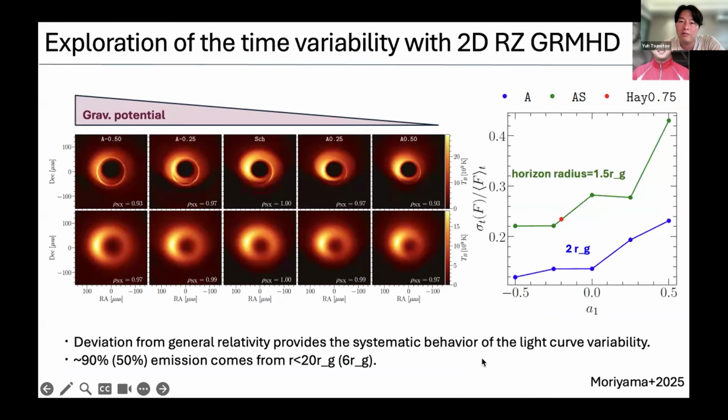They also calculate ring images and light curves using radiative transfer in the modified metric. They find that such deviations can produce systematic differences in light curve variability. As on the right, we can see that a stronger gravitational potential leads to a smaller variability. In this way, their work highlights the importance of exploring deviations from GR when interpreting the variability observed in Sagittarius A* and other sources.